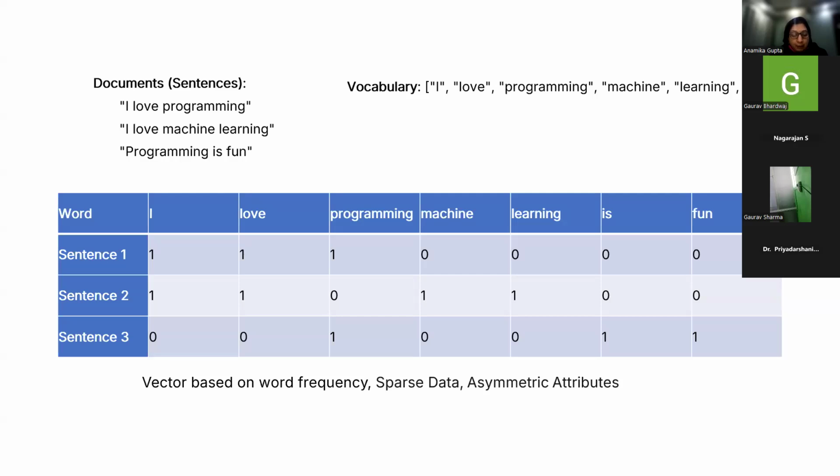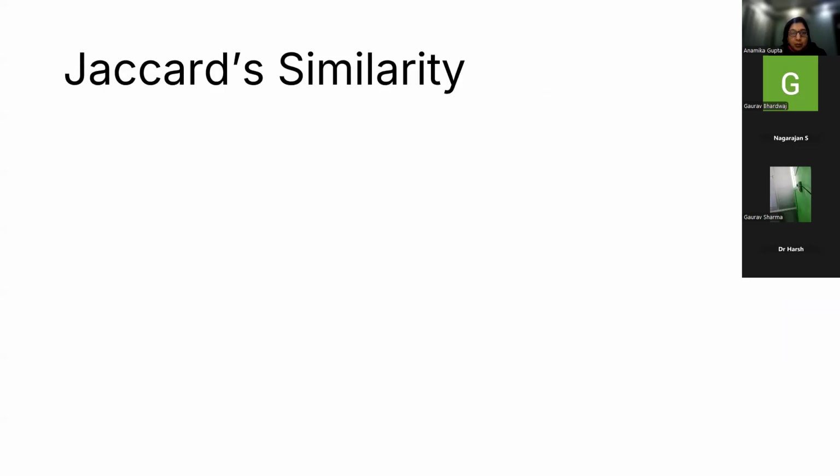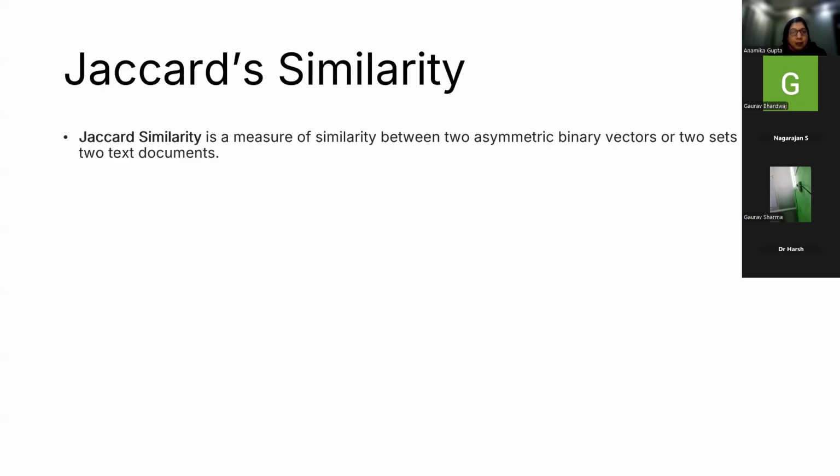This is one of the text analytics techniques which is used to find the similarity of documents, which again is used in many of the NLP tasks. So there are two main methods which are used. One is called the Jaccard similarity. It is a measure of similarity between two asymmetric, which I explained just now, where the number of zeros are more than the number of non-zeros, and zero has little importance. So two asymmetric binary vectors. Binary means it can have only 0 or 1, or two sets or two text documents.